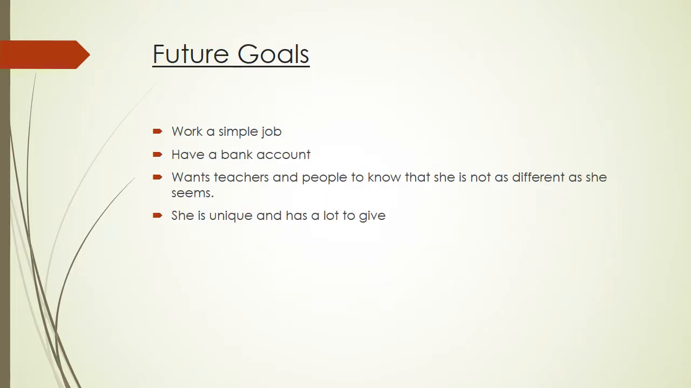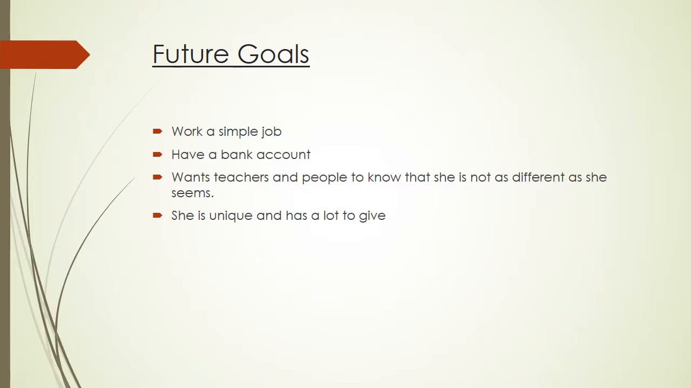Future goals that her mother has for her would be to work a simple job. She feels that with some focused training and skill acquiring, that Alice could hold a simple job, just maybe a few hours a day, just to use requisite skills to perform a job, to have a bank account, to be able to have and manage money. And she wants teachers and people to know that she is not as different as she seems.